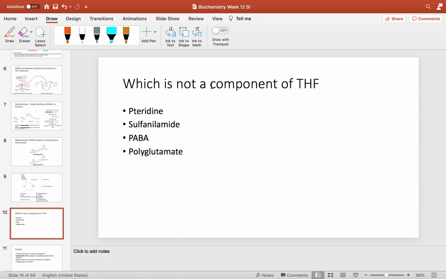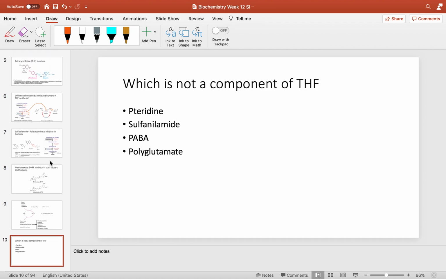Alright, so here's a quick question for you guys. Feel free to pause the video because I'll be going pretty quickly through it. Which is not a component of THF? Pteridine, sulfanilamide, PABA, or polyglutamate?